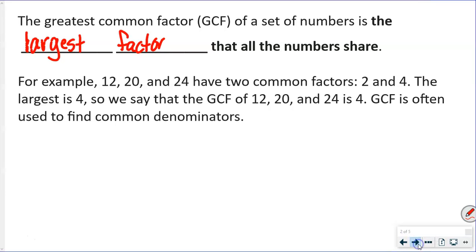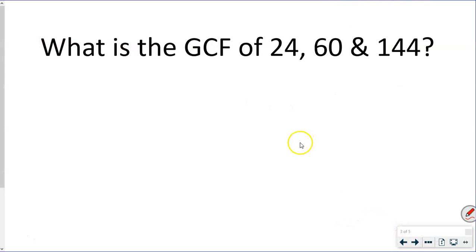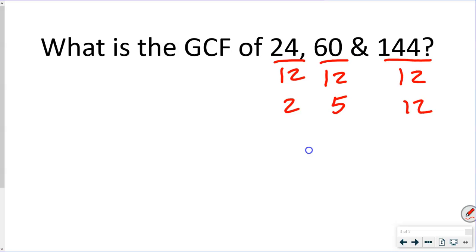So also, what is the GCF of 24, 60, and 144? So yes, they're all divisible by 2. They're all divisible by 4. So you keep going bigger and bigger. Well, what I know is that all 3 of these are divisible by 12. This is divisible by 12, that would be 2. This is divisible by 12, that would be 5. And this is divisible by 12, this would be 12. So the GCF is 12.